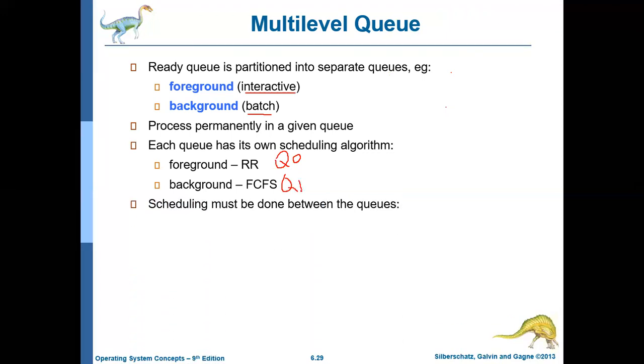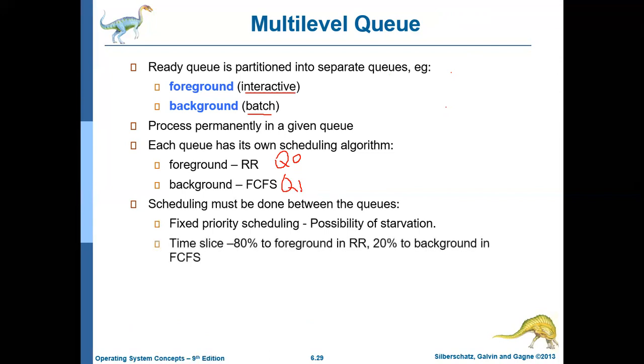Also, scheduling must be done between the queues. Scheduling between the queues can be of two types: either fixed priority scheduling, or time slice. Fixed priority means what we have discussed just before: the jobs in Q1 will be executed only if Q naught is empty. Whereas time slice means the operating system will allocate 80% of the time for Q naught, and the remaining 20% it may allocate for Q1.